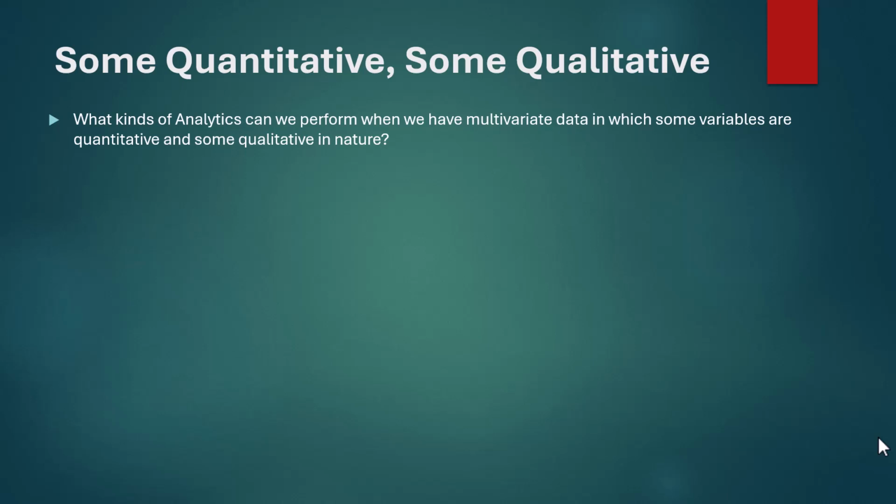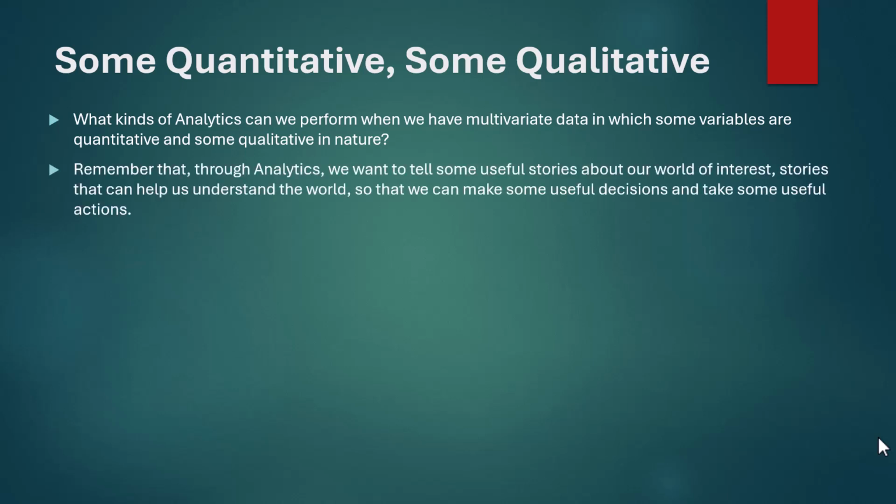So what kinds of analytics can we perform when we have multivariate data in which some variables are quantitative and some qualitative? Remember that through analytics, we want to tell some useful stories about our world of interest, stories that can help us understand our world better so that we can make some useful decisions and take some useful actions to make our world a better place.